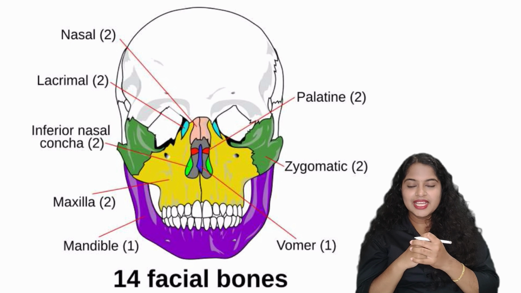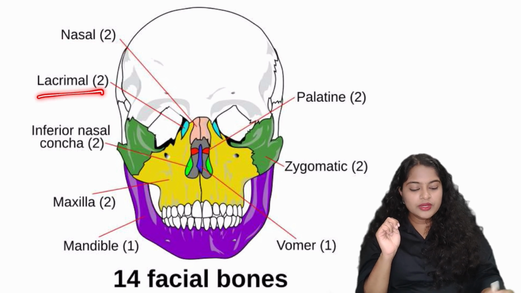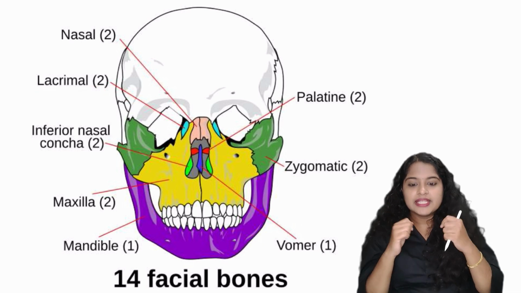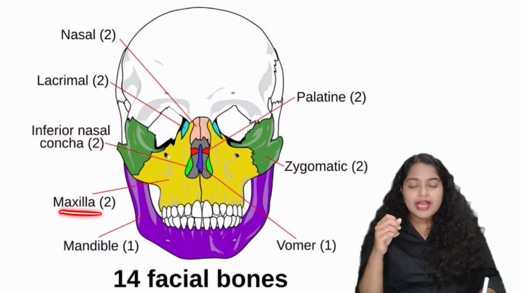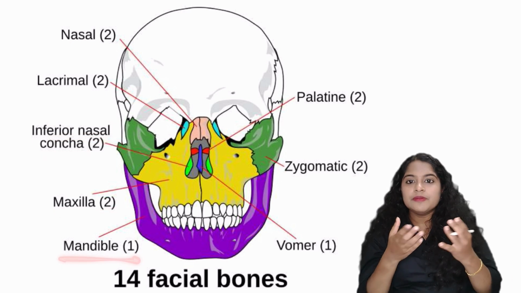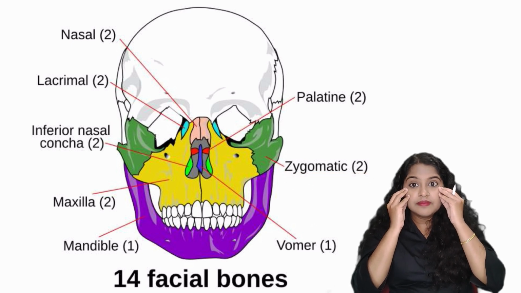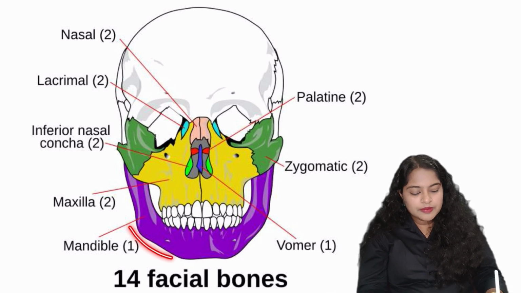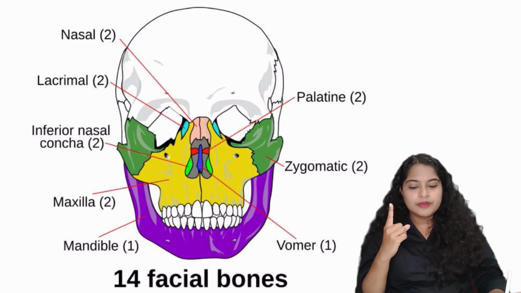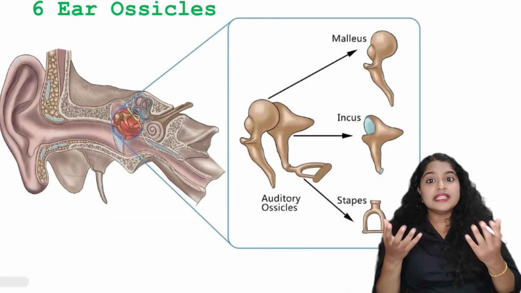Coming to the facial bones, there are 14 facial bones in our skull. The first one is nasal. There are 2 nasal bones, 2 lacrimal bones which are present here. Then we have the inferior nasal concha, present somewhere like this. Then we have the maxilla, that is the upper jaw, and the mandible, that is the lower jaw. Then the palatine, which is present somewhere here, and the zygomatic bones present here. Then the vomer, which is present in the center of your nose. The mandible is only 1, the lower jaw, and for the upper jaw, 2 maxillae are present.